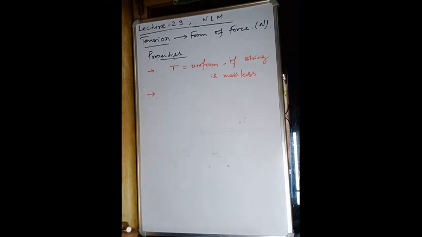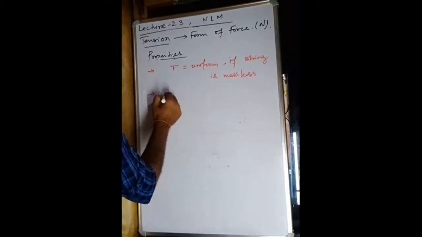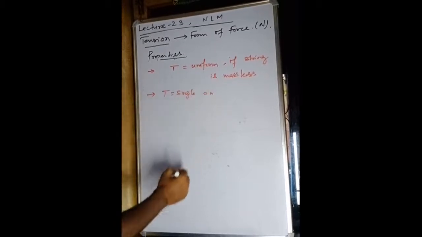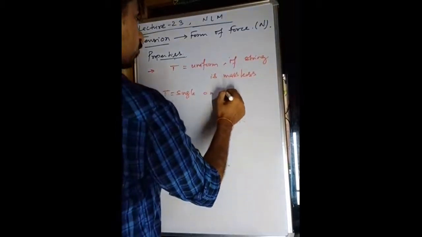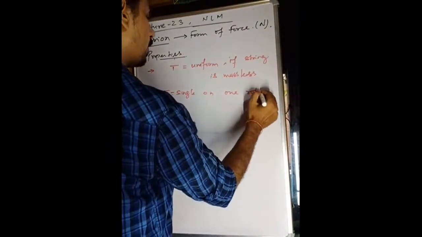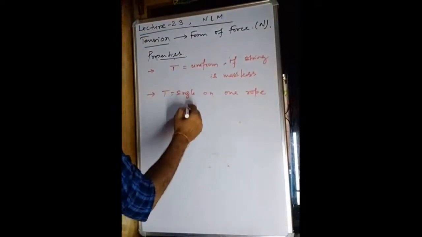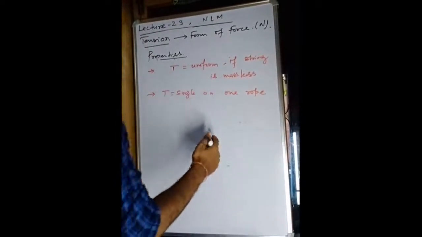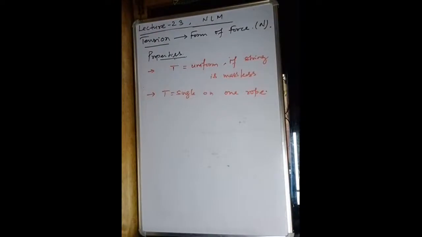The second, T will be single on one rope. If it is bent or turned, tension will be single. This tension will not change. If a knot is present, then tension will change.